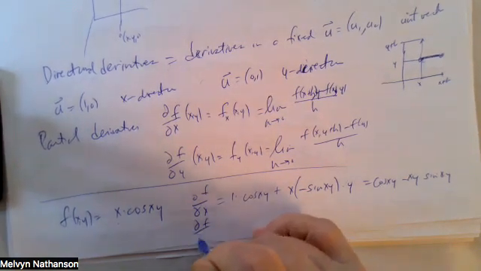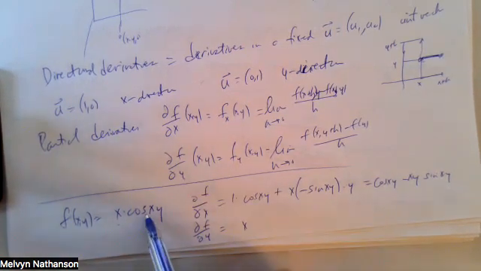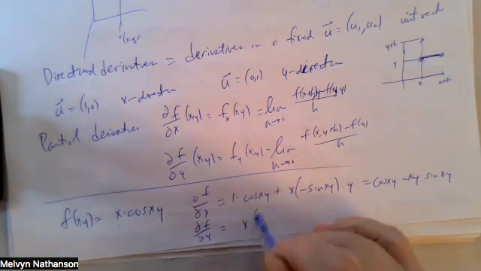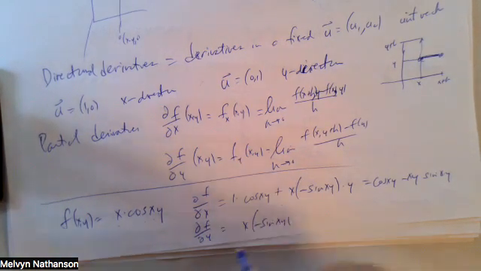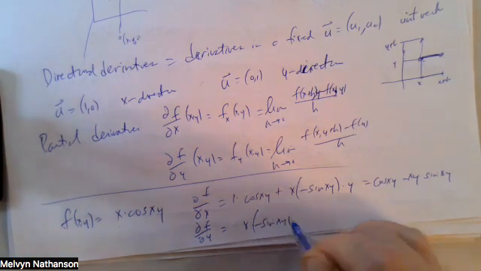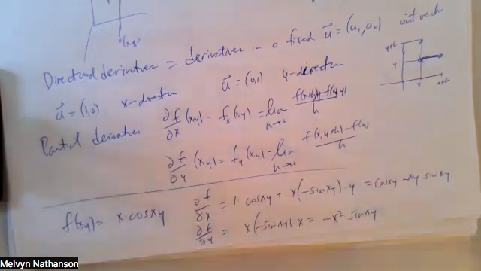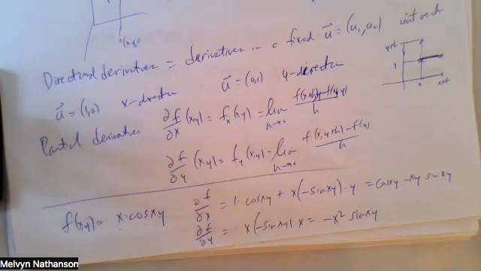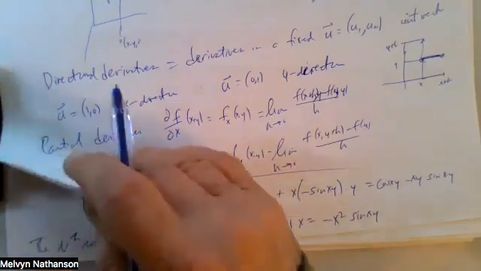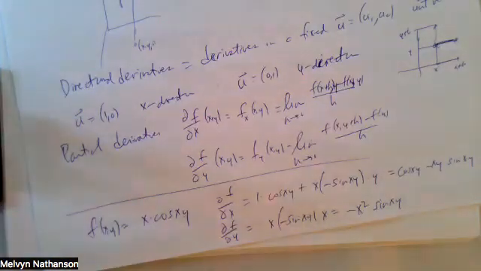If you take the partial derivative of f with respect to y, x is like a constant. The derivative of cosine of xy with respect to y is minus the sine of xy times the derivative of xy with respect to y, which is another x. So you get minus x squared sine of xy. And I hope you will do a lot of problems because you need to develop this skill.